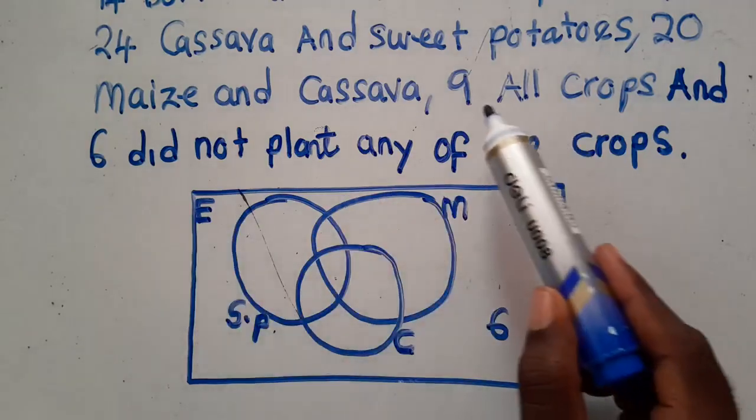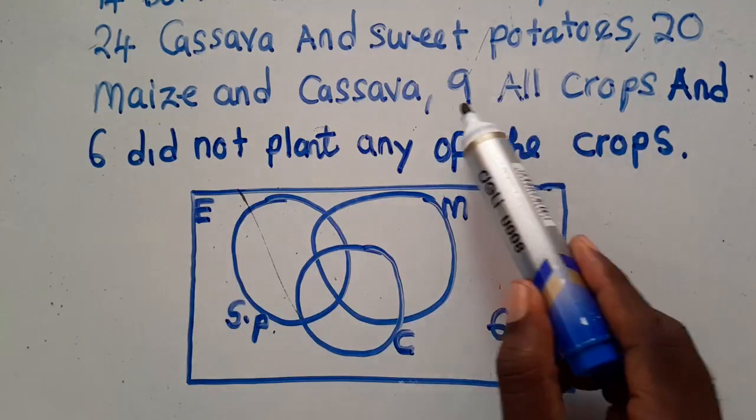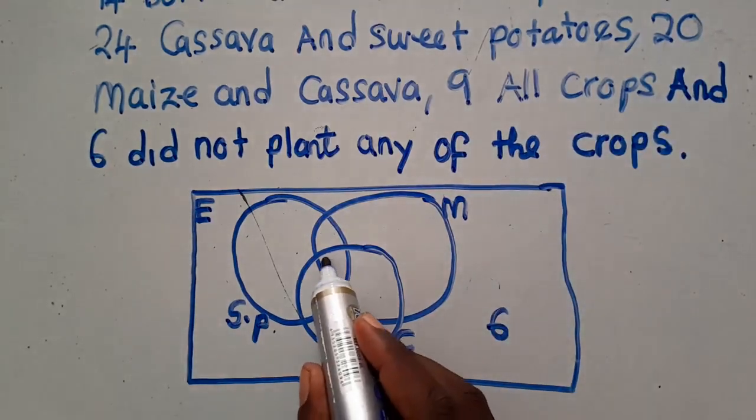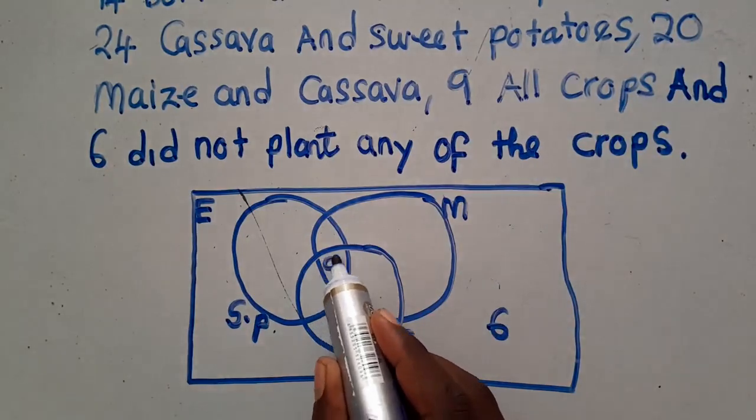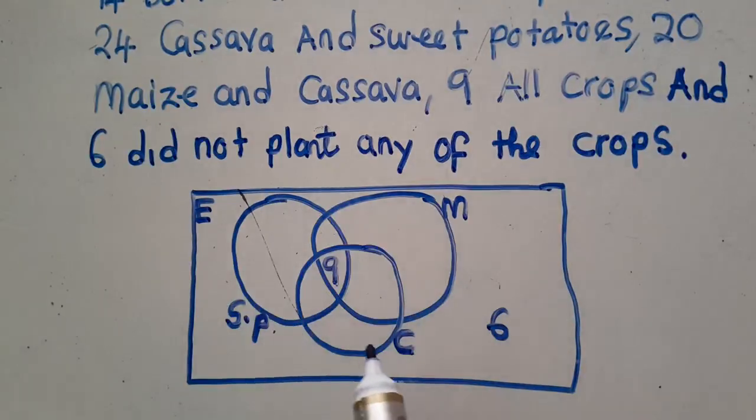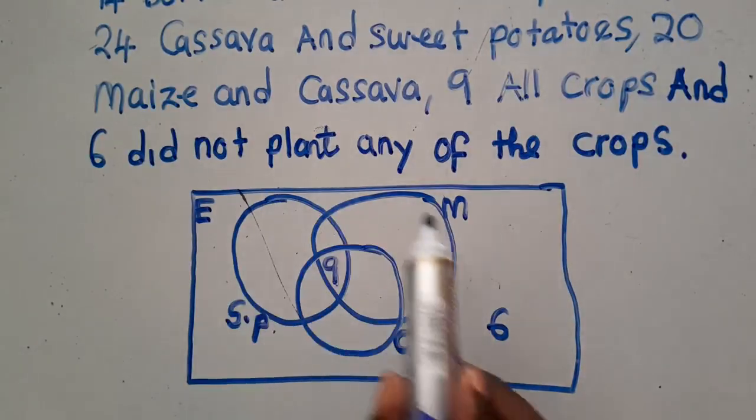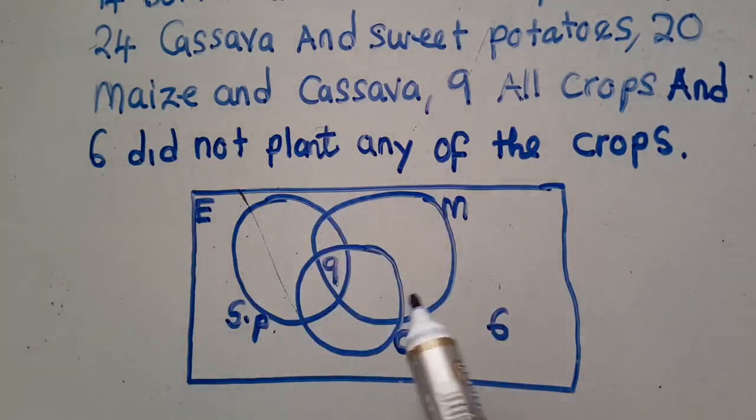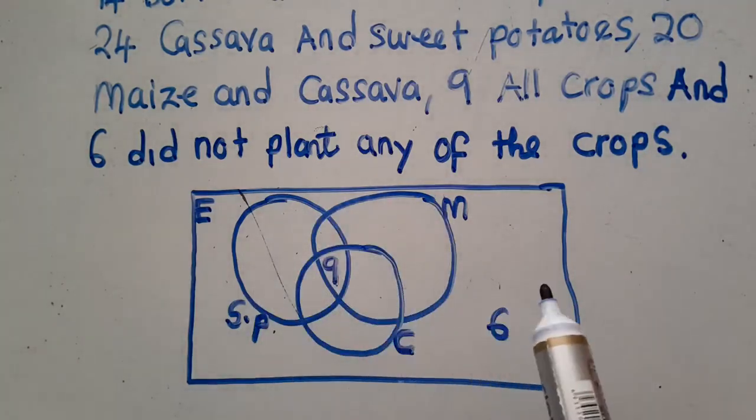We are told here 9. These 9 farmers planted all crops, so they planted all the 3 crops. I put the 9 there. Have you seen? This 9 is intersecting all the 3 crops, meaning these 9 planted all the 3 crops. After you do this, you find those that were planting 2 different crops.